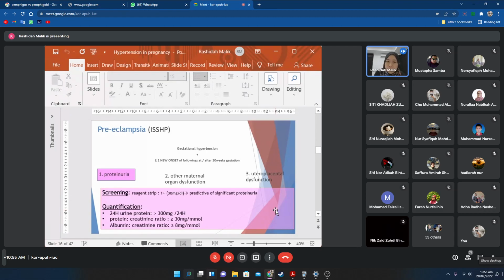If the dipstick for this patient is 1+, you proceed with quantification. Previously, we always used a 24-hour urine protein of 300 milligrams over 24 hours to define significant proteinuria. But now we are moving towards the protein creatinine ratio, whereby you save time, as the patient will not need to collect 24-hour urine. Instead, you can have one sample of urine and the lab will calculate the protein creatinine ratio. A level of 30 milligrams per millimole or more is considered significant. Some use the albumin creatinine ratio, but this is not widely used. If it is used, 8 milligrams per millimole or above is considered significant.